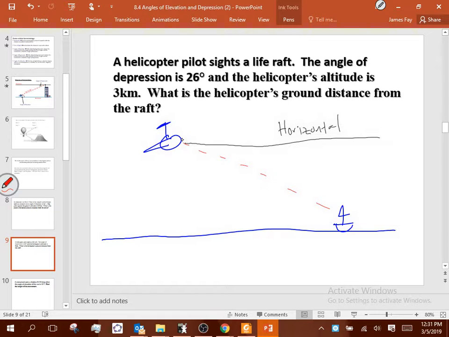Their head needs to tilt. The amount that their head tilts, that rotation, is the angle of depression. So this here, that there is the 26 degrees.